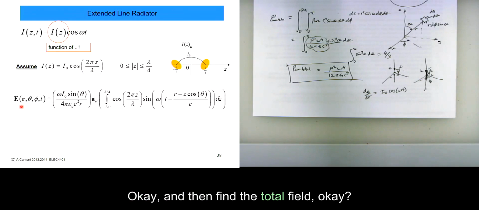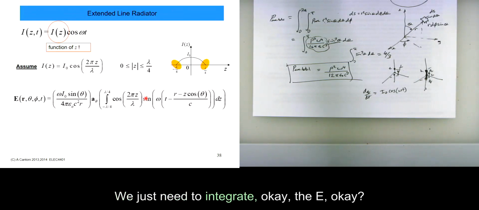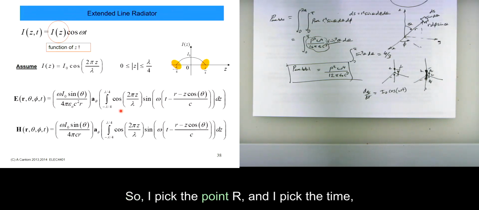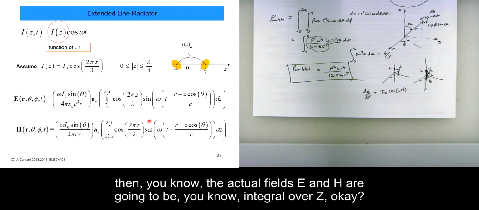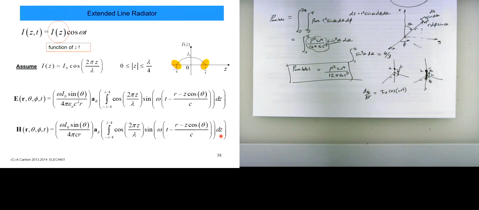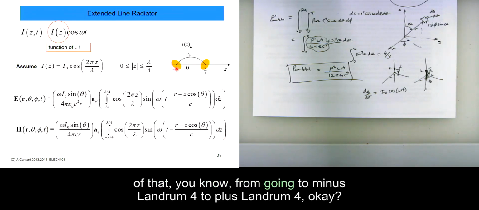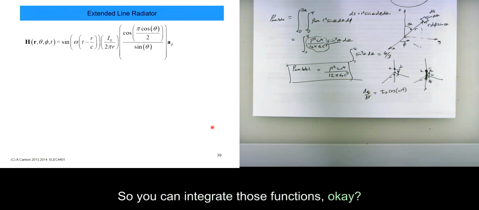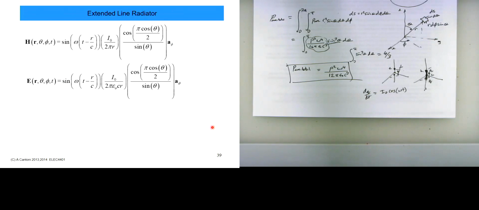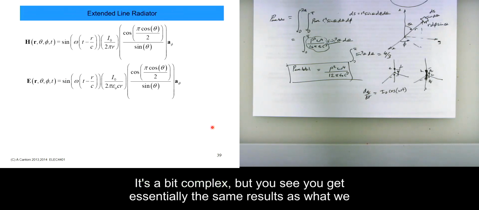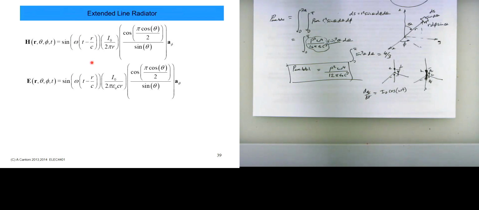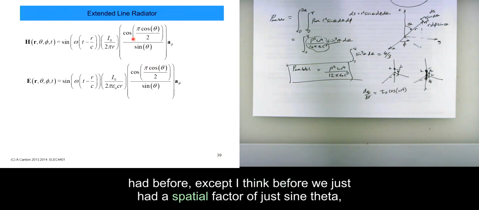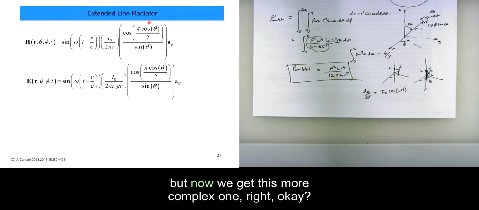Then to find the total field, we just need to integrate the E. So at a particular point R and at a particular time, the actual fields E and H are going to be the integral over Z of that, from Z equal to minus lambda on 4 to plus lambda on 4. You can integrate those functions and do that. As I said, it won't be in the exam; you can look in the reader. It's a bit complex, but you get essentially the same results as before, except before we just had a spatial factor of sine theta, and now we get this more complex one.